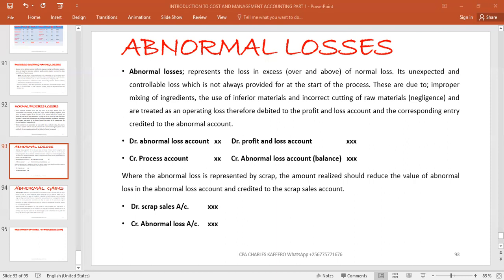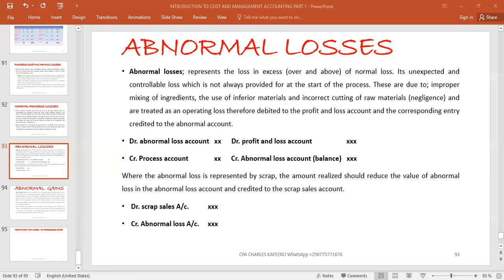So we said we are treating these as an operating loss, and they are debited to the profit and loss account. Debiting profit and loss account, we said we are treating them as expenses, or we are lessing them, and we'll create the abnormal account. These are the things we have just explained to you.